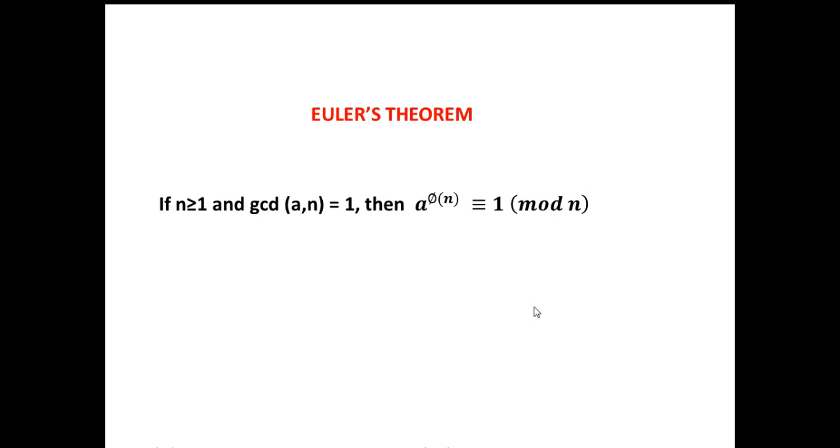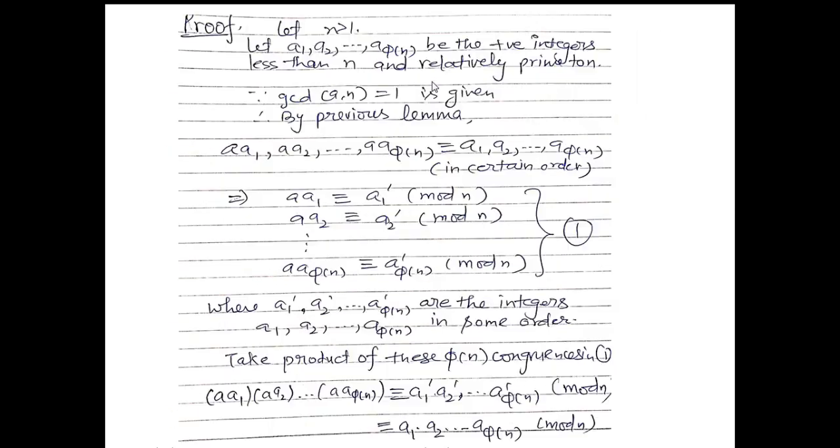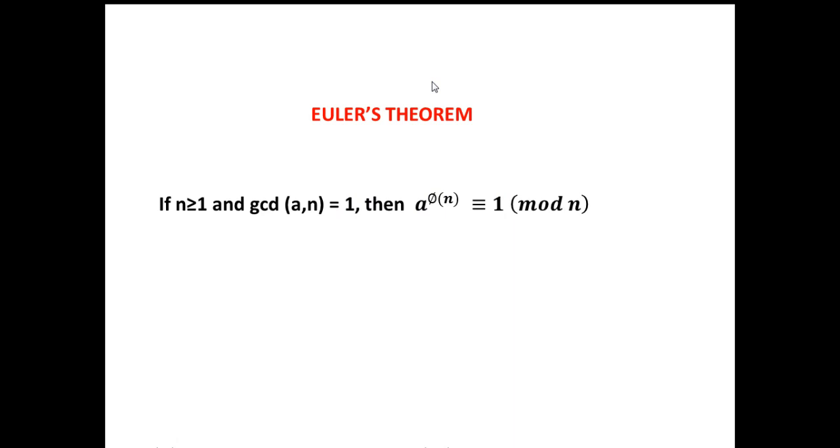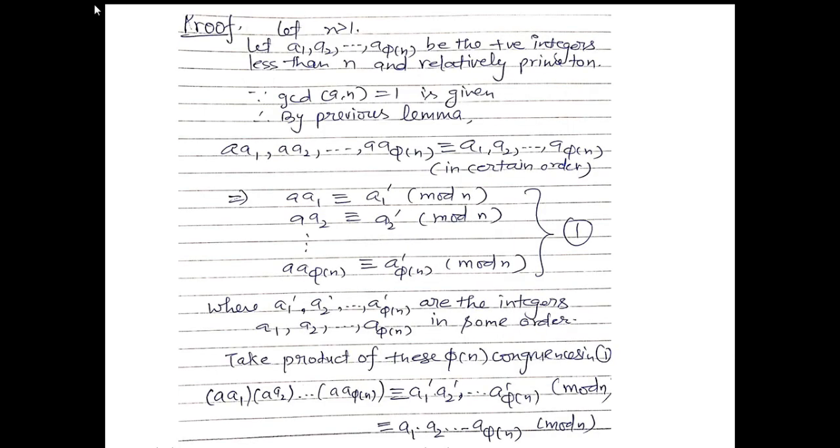Next theorem is Euler's theorem. It says that if n is greater than or equal to 1 and a and n are relatively prime, then a to the power phi n is congruent to 1 modulo n. This is a very important theorem. Let us prove it. Let n be greater than 1 and let a1, a2, up to a phi n be the positive integers less than n and relatively prime to n.